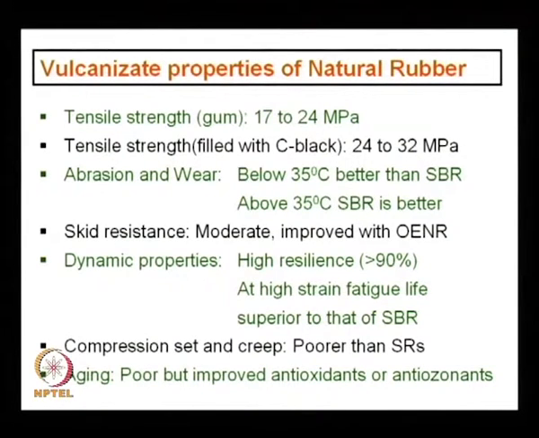Then abrasion and wear. Think of a rubber tire rolling on the road surface, which is rough. The outside surface of the wheel, called the tread portion, gets worn out due to wear and tear, due to friction with the road surface. So wear resistance must be there, and there must be road grip, otherwise the wheel will skid. After sudden pressing of the brake, it should stop immediately.